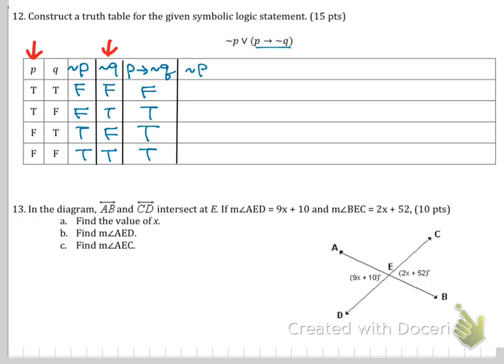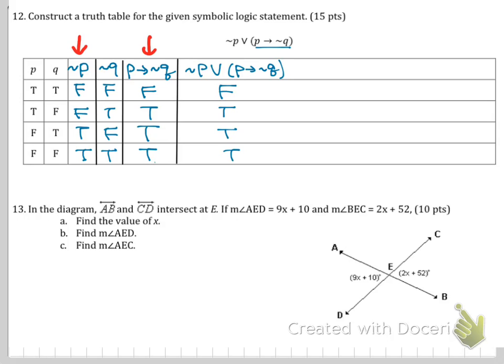So not P, or P implies not Q. That means I'm looking at not P, which is right over here, and the parentheses, which would have been right over here. Since the statement is an or, a disjunction, as long as one of them is true, then we are okay. So false and false is false. This one, because the second one is true, is true. Both of them are true, so we get true. Both true, so true. So false, true, true, true. That's basically what we end up getting. Let's look at number 13 here.